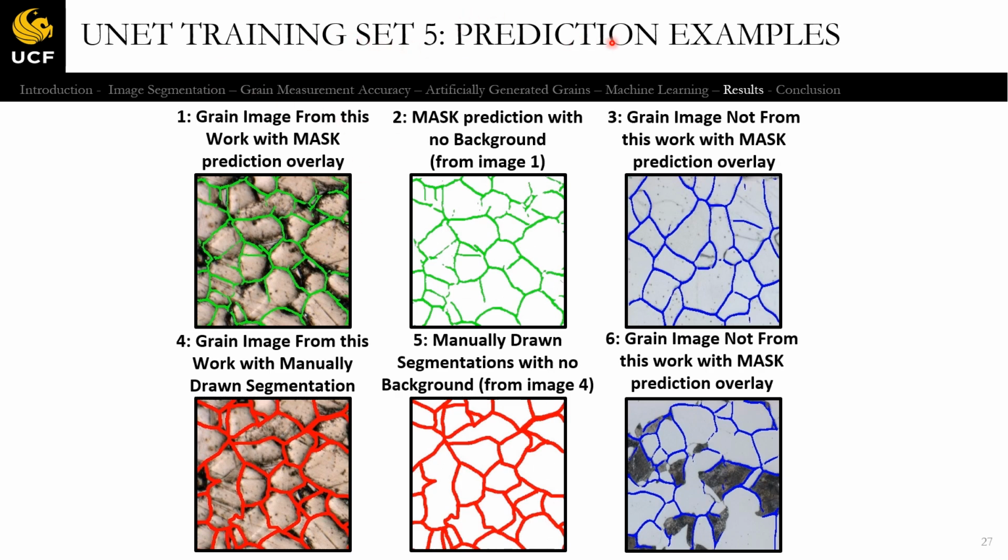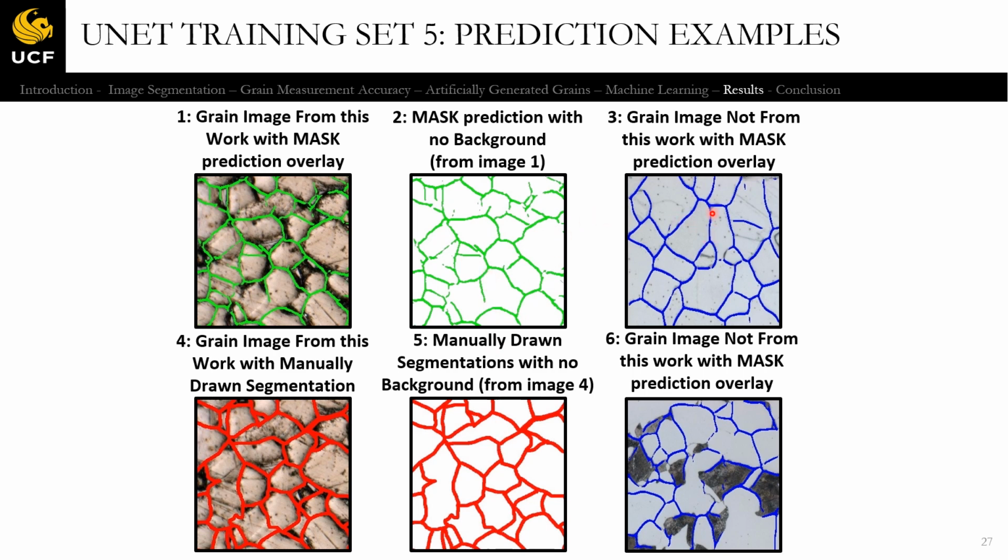Next, we have UNet training set 5 prediction examples. Here we have the grain with the mask prediction overlay, and here we have it without the background. Here we have it with manual segmentation, and here we have it with manual segmentation without the background. So training set 5 was trained entirely on artificially generated data using the Voronoi Tessellation pattern, and you can see how close it was able to predict this manual segmentation versus the neural network's guess at it, and it never trained on any actual grain data. So that's fascinating that it performed so well.